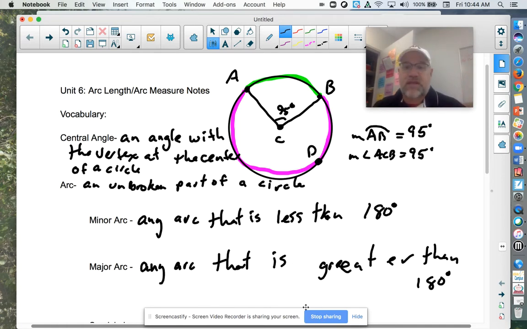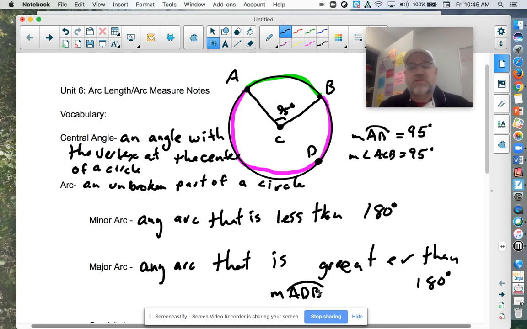So if I was looking at this purple arc, I would say the measure of arc A, and then we do it like we draw it, A to D to B. Then I put that little arc on top of it. If I started at A, I'd come through D and then I'd end at B. So I have my beginning at A and my end at B. I need to have that third letter in there if I'm going to have that major arc labeled.